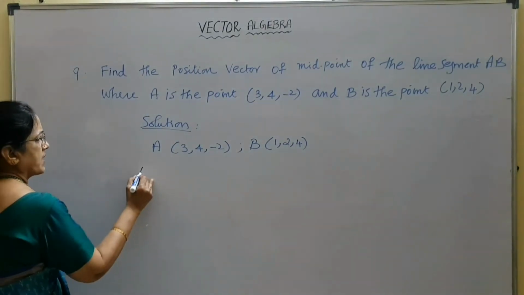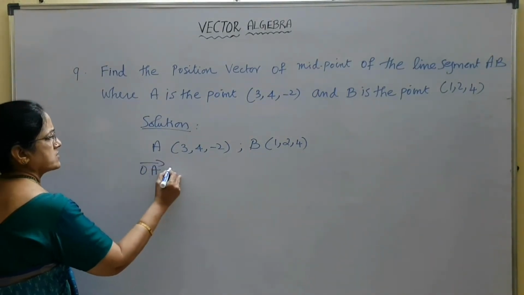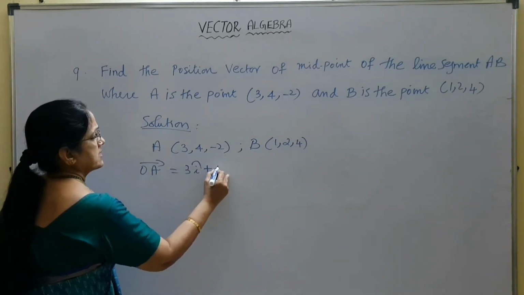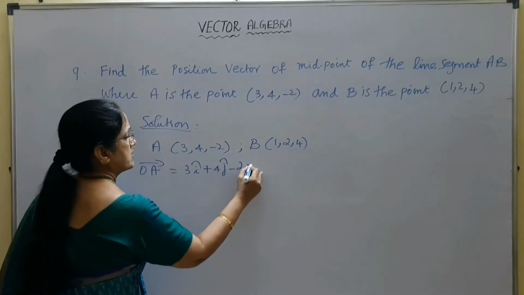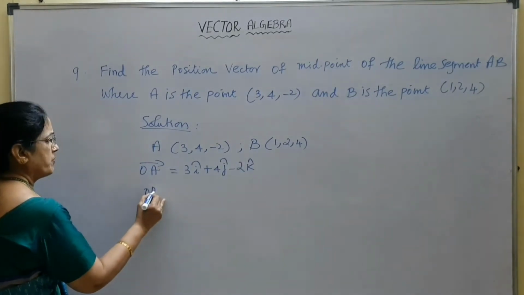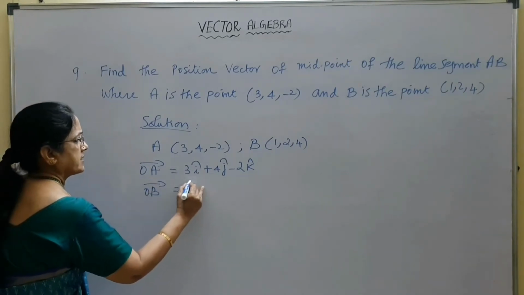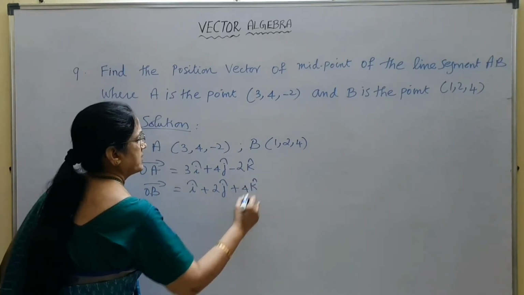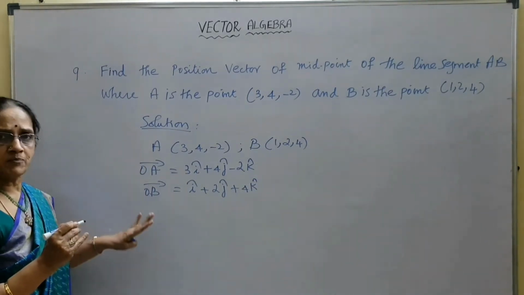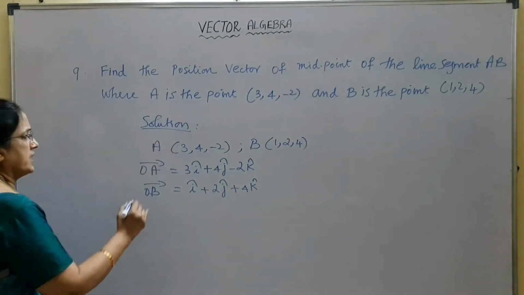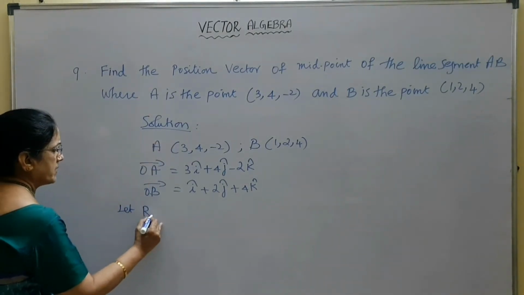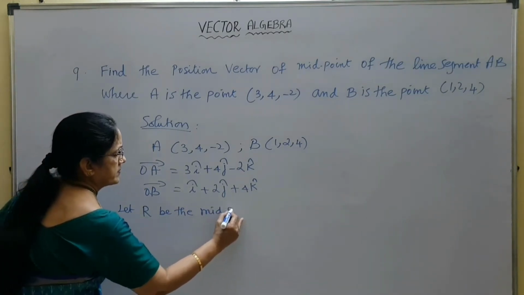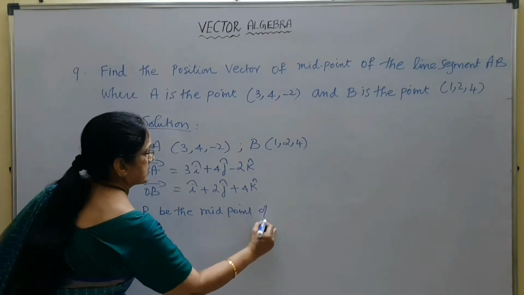This implies vector OA is going to be 3i cap plus 4j cap minus 2k cap, and OB vector is i cap plus 2j cap plus 4k cap. That is, the position vectors of the points A and B. That's what you have written now. Let R be the midpoint of AB.